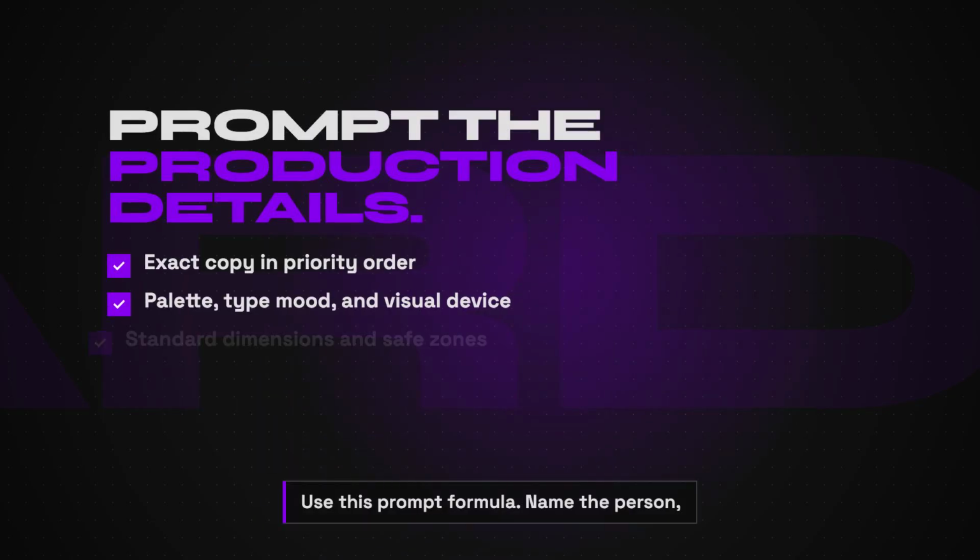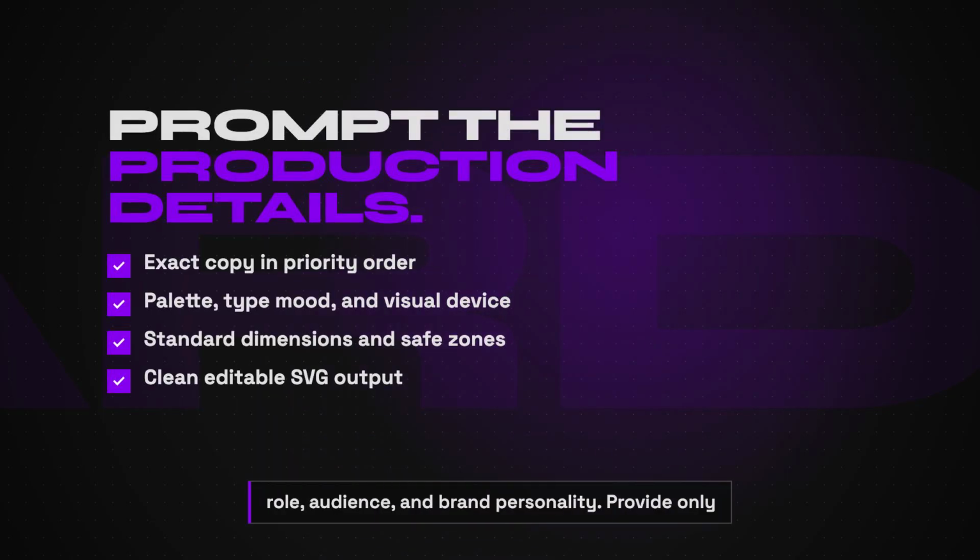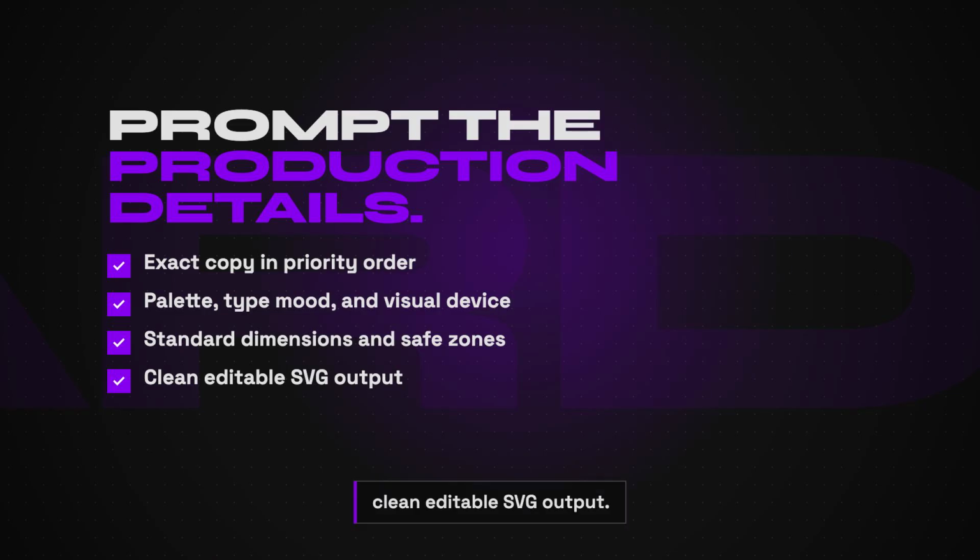Use this prompt formula. Name the person, role, audience, and brand personality. Provide only the contact details that matter. Define the palette, typography mood, logo or monogram idea, and front versus back structure. Add dimensions, safe margins, minimum text size, and a request for clean editable SVG output.